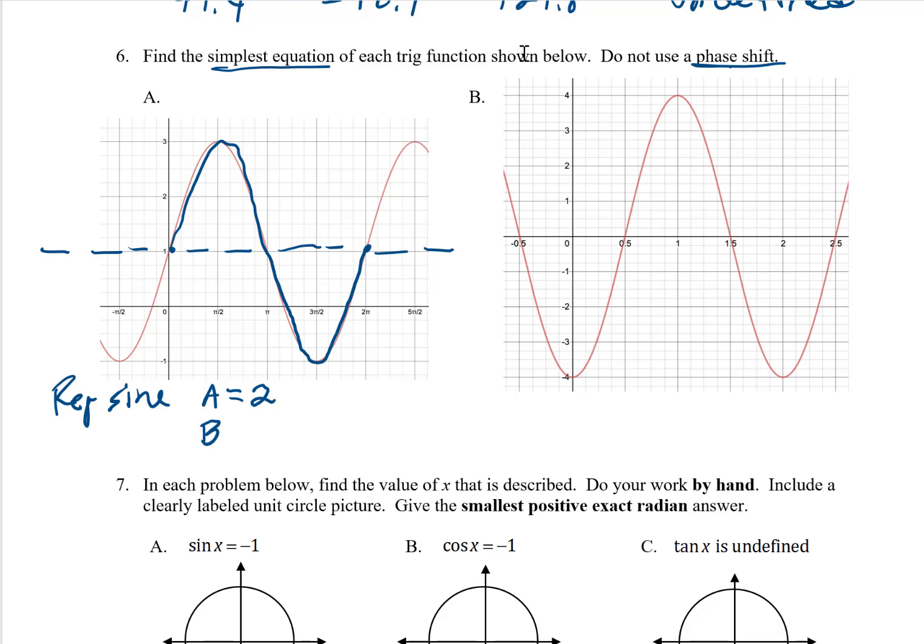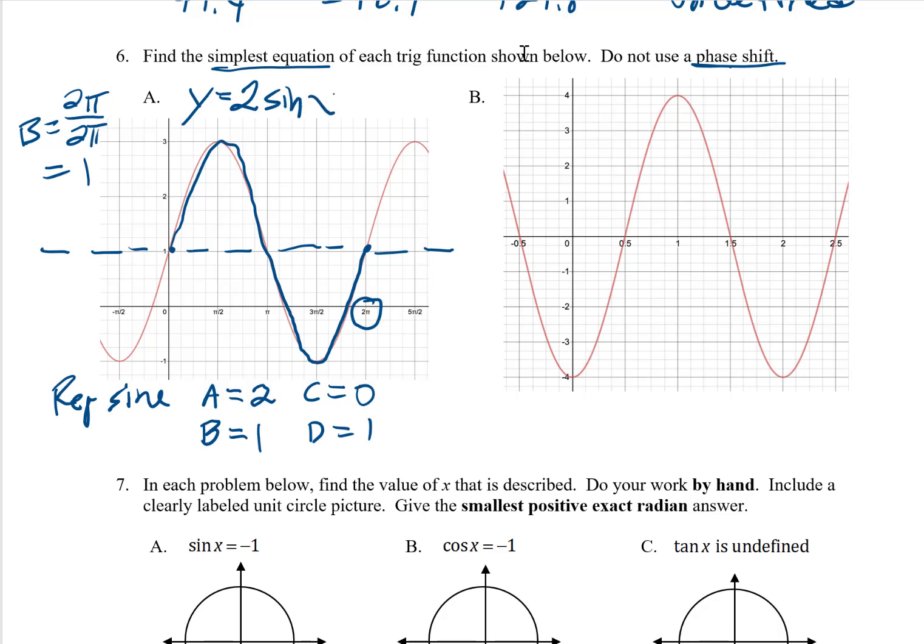My B value, let's see, what's the period? That would be where the hill and valley ends. It ends here at 2 pi. Well, I have the little formula B equals 2 pi divided by the period. In other words, the period is just the normal period, so B is just 1. There is no phase shift because we set it up that way. And the midline we've already determined is at positive 1. So if I put all those pieces together, the equation I'm going to get is y equals 2 sine x, I don't have a B or a C, plus 1.